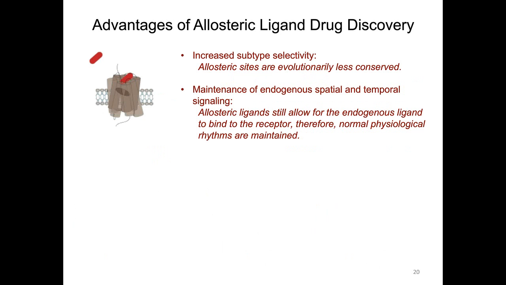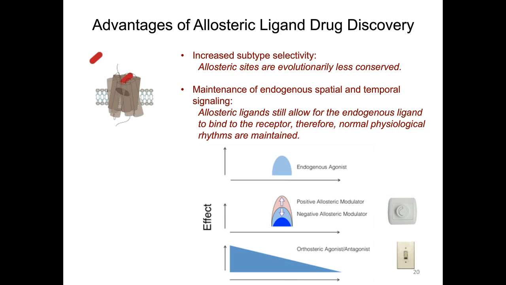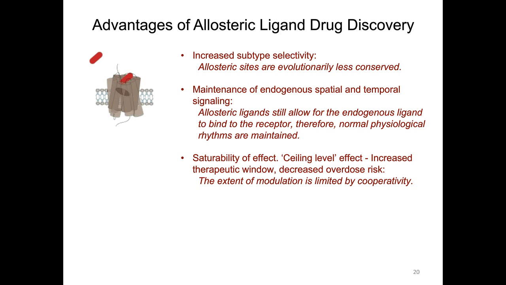And at least in theory, an allosteric approach may have a number of advantages over orthosteric targeting of GPCRs. For example, there's a chance of increased subtype selectivity because such sites may be evolutionarily less conserved across receptor subtypes. In addition, the allosteric ligand still allows the endogenous agonist to bind and act, to tune up or down its action, thus maintaining the spatiotemporal pattern of the endogenous agonist signal. And finally, their effect will also be limited by the cooperativity that they exert on the orthosteric agonist, so that their effect is saturable, which might mean that they display less propensity to overdose.